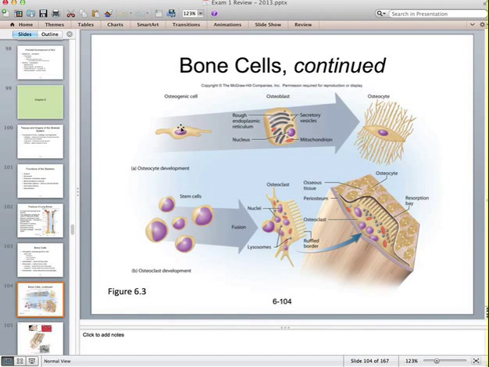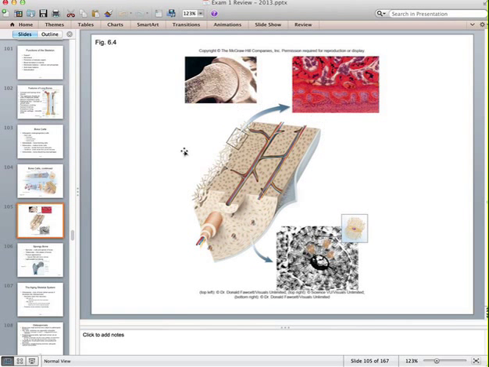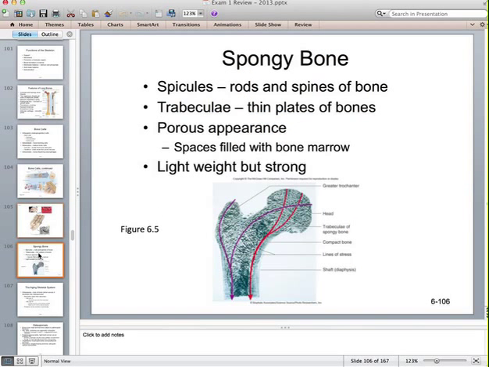And then this is just an overview of those bone cells. Again, I've showed you some images on here a couple times now. I would be familiar with them. Spongy bone, make sure you understand that the middle of the bone is not as hard as the compact bone on the outside.